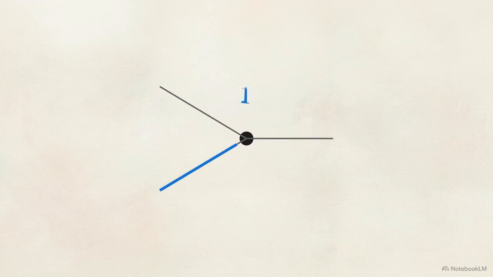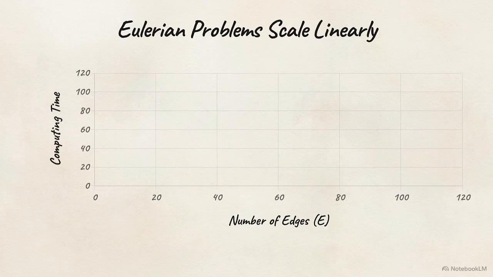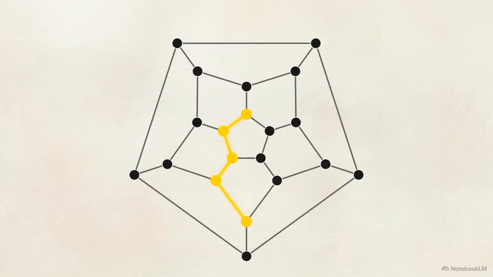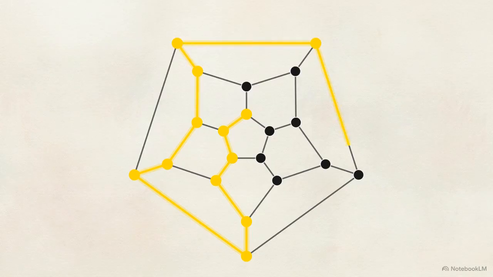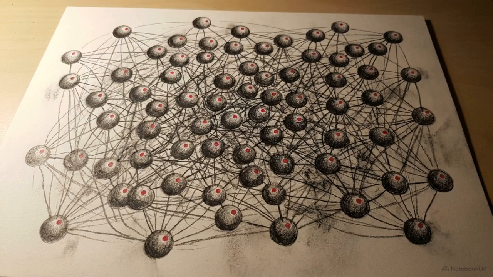Because this relies on a simple parity check, just counting whether connections are even or odd, Eulerian problems are trivial for a computer to solve. They execute in polynomial time, scaling linearly with the number of edges. Compare that to the Hamiltonian cycle we looked at earlier. A Hamiltonian problem requires visiting every vertex instead of every edge. No mathematical shortcut exists for verifying a Hamiltonian cycle across all graphs. This pushes the Hamiltonian cycle into the complexity class of NP-complete.